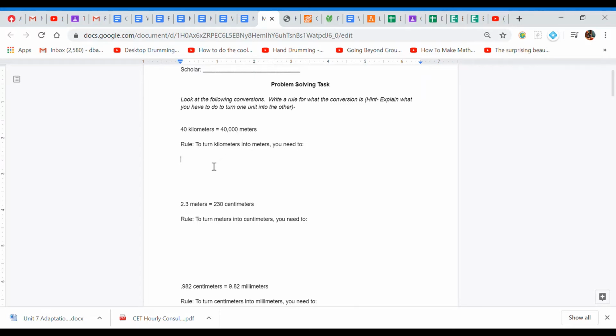So to turn kilometers into meters, you need to multiply, because it's getting bigger, and multiplying by 3 place values means 1 with 3 zeros on it, which is 1,000. So 3 place values, 1, 2, 3. Multiply by 1,000, or times 1,000. There are 1,000 meters in each kilometer. Let that sink in for a second. Each kilometer is a group of 1,000 meters. There you go.